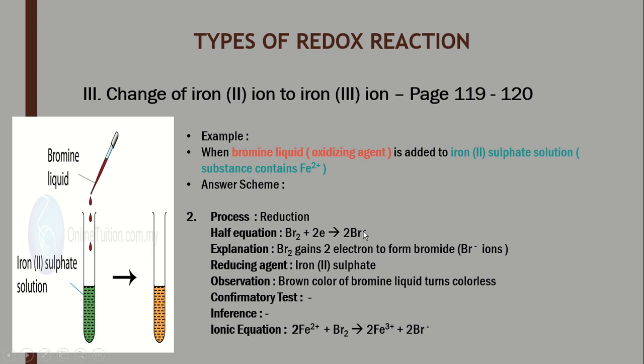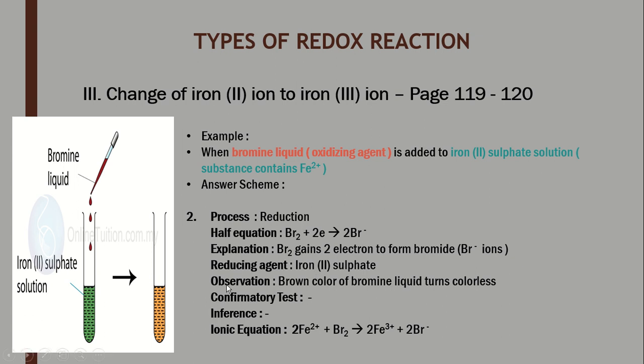So here Br2, here Br minus, so we make it 2, so 2 negative. So the electrons on this side must be gained, 2 electrons, because it is reduction. Okay, so you can explain that the bromine molecule gains 2 electrons to form bromide ion. Okay, so here iron(II) sulfate, another reactant, will act as a reducing agent.